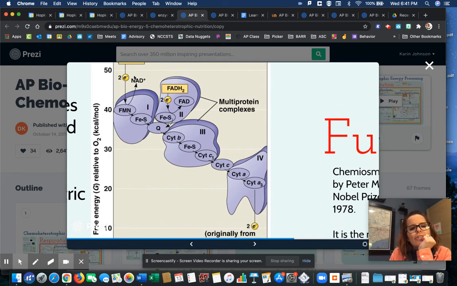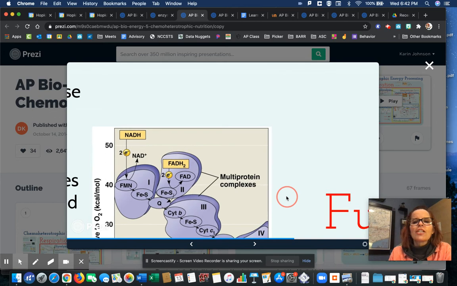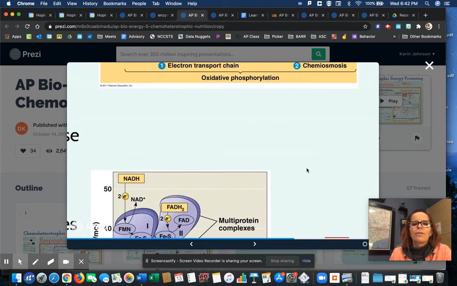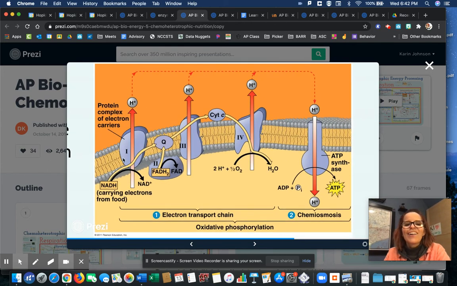Notice the NADHs dropping off their electrons, and the artist drew it in a way that shows you that the electron is gradually losing energy as it moves down. And as it loses energy, that energy that's being released is being used to pump hydrogens into the intermembrane space. The pH drops while the hydrogen ions increase in there. And then the hydrogen ions start moving through the enzyme.